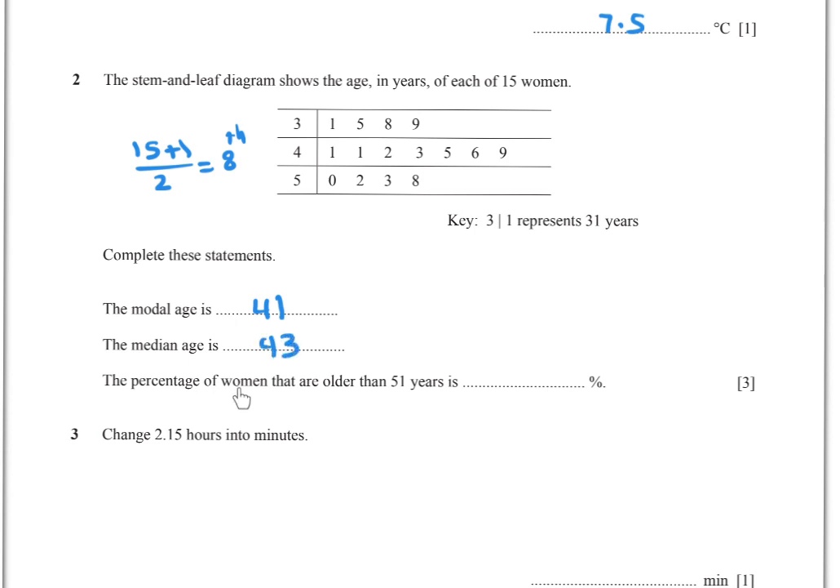The percentage of women that are older than 51 years. Older than 51, so this 50. So 50, older than 51, so it starts from 52. So we have 3 values, because 52, 53, 58, we have 3 values, 3 out of 15. So to find the percentage, 3 over 15 times 100 equals 20%.